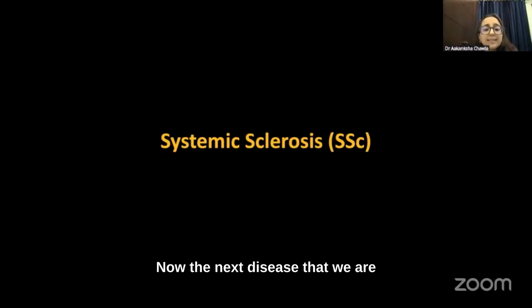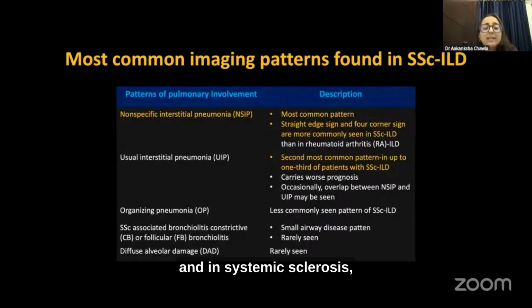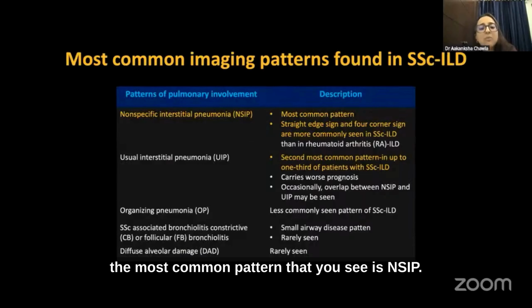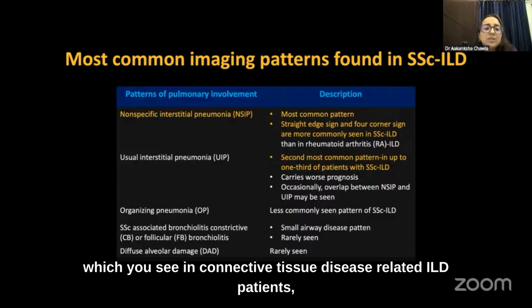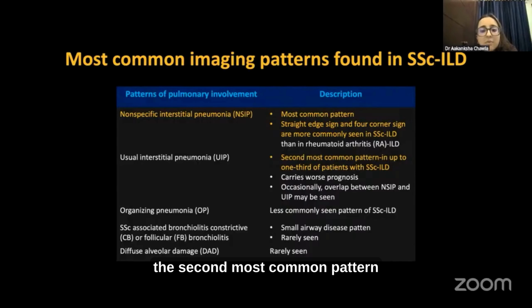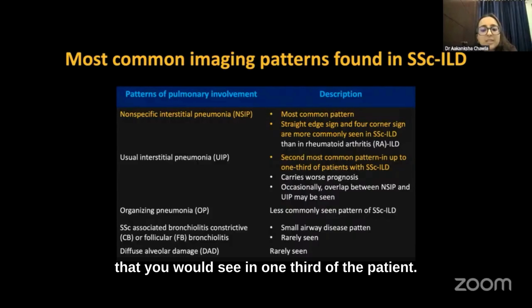Now, the next disease that we are going to talk about is systemic sclerosis. And in systemic sclerosis, the most common pattern that you see is NSIP. Like I said, NSIP is much more common. It is the most common pattern of ILD, which you see in connective tissue disease related ILD patients. The second most common pattern that you would see in one third of the patients is UIP in systemic sclerosis. Then organizing pneumonia is less common.